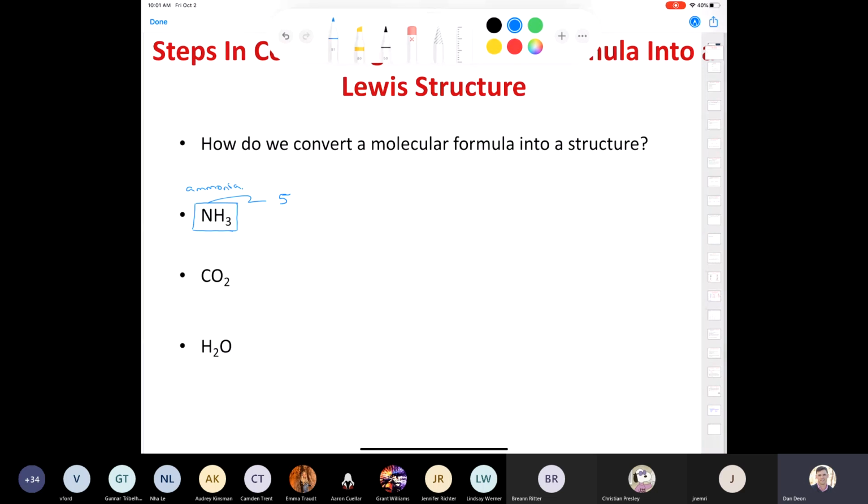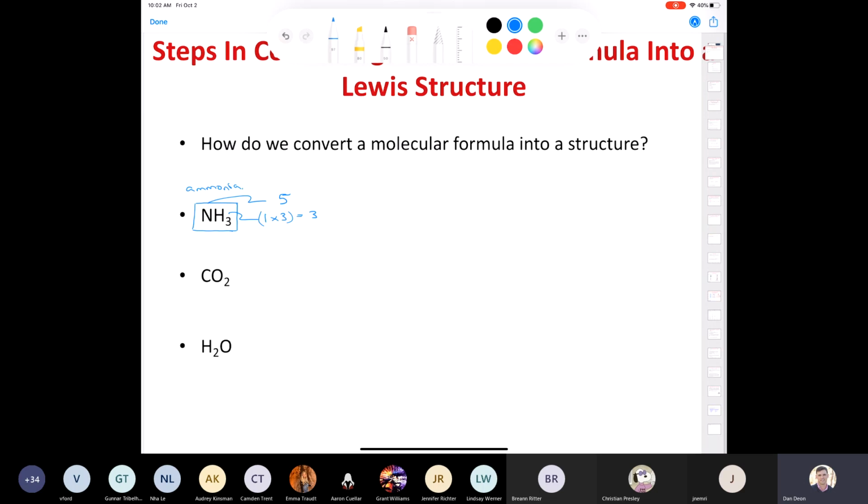How many valence electrons does hydrogen have? Well, hydrogen is the first element in the periodic table. Its electron configuration is 1s1, and therefore hydrogen has only 1 valence electron. But in an ammonia molecule, we have a total of 3 hydrogen atoms. So we're going to take that 1 valence electron and multiply it by 3. And 1 times 3 equals 3.